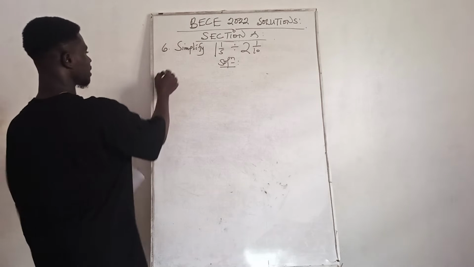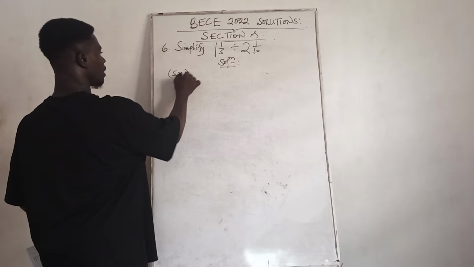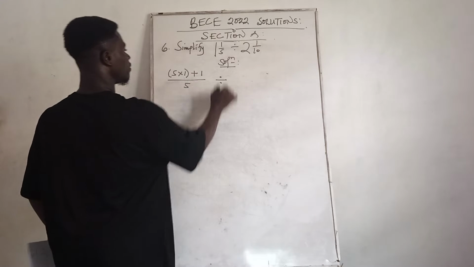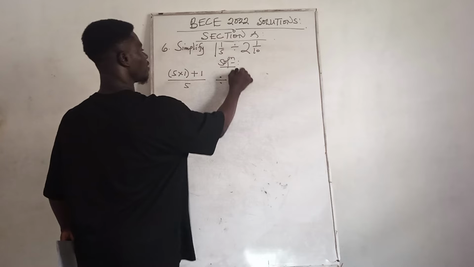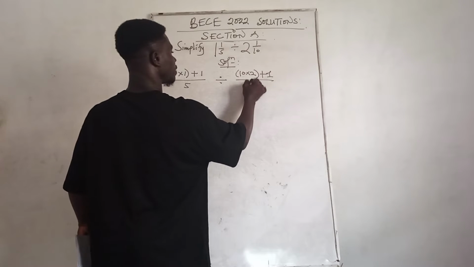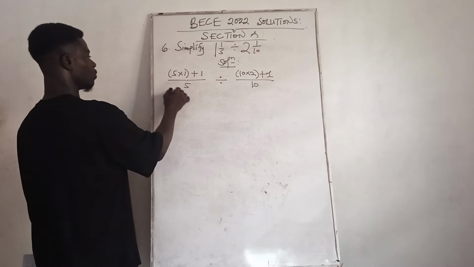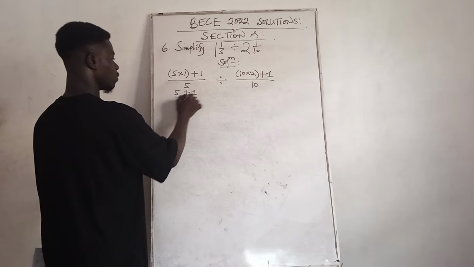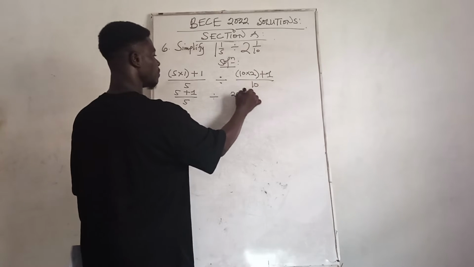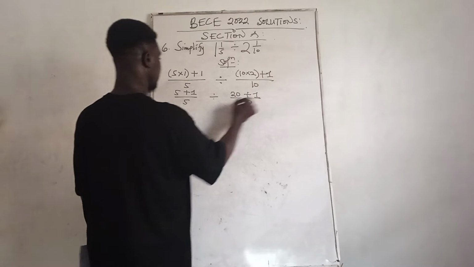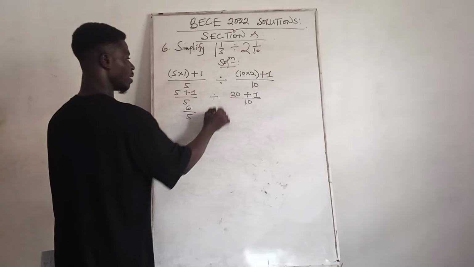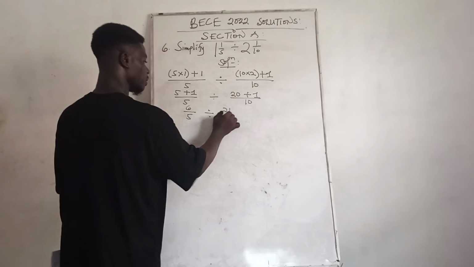So we get 5 times 1, then plus 1, divided by 5. Then we have our division sign. Then we have 10 times 2 plus 1, all on 10. So 5 times 1 we get 5 plus 1 on 5, then divided by 10 times 2, we get 20 plus 1 on 10. So 5 plus 1 you get 6 on 5 divided by 21 on 10.